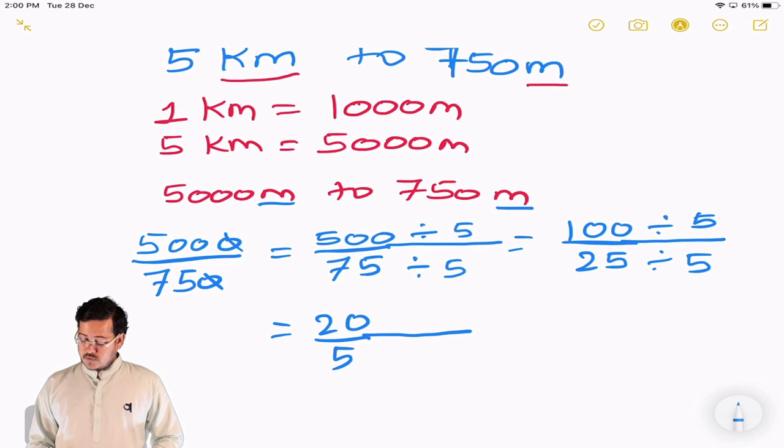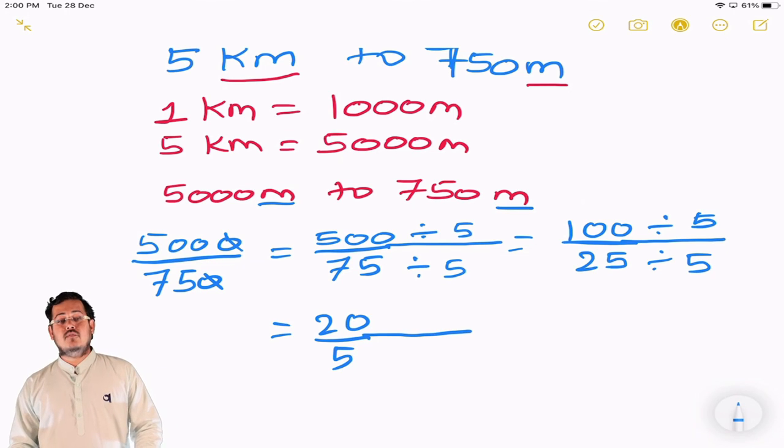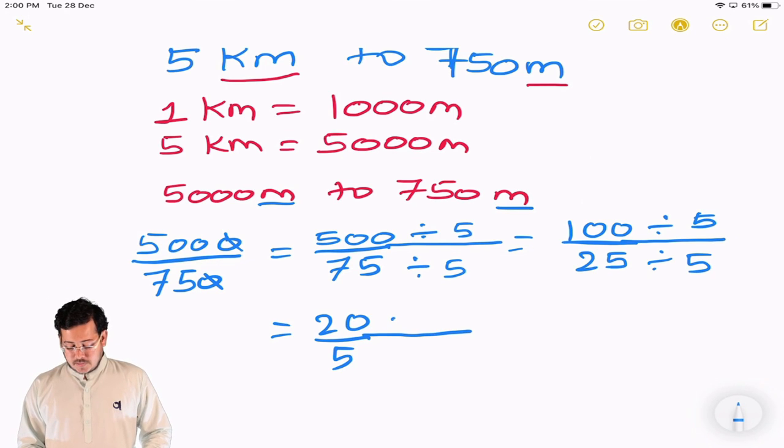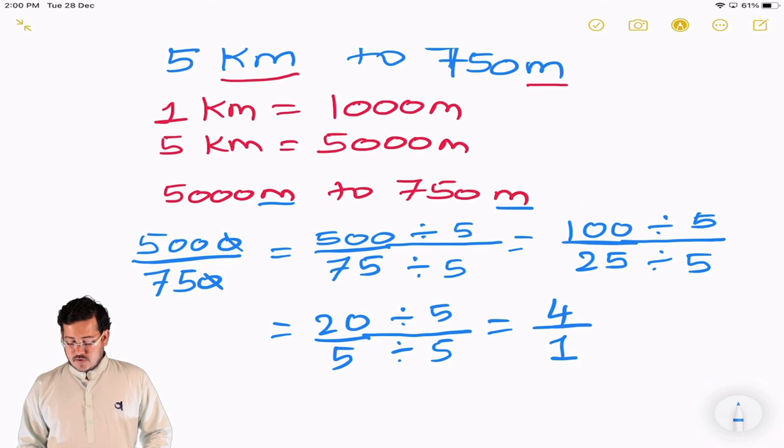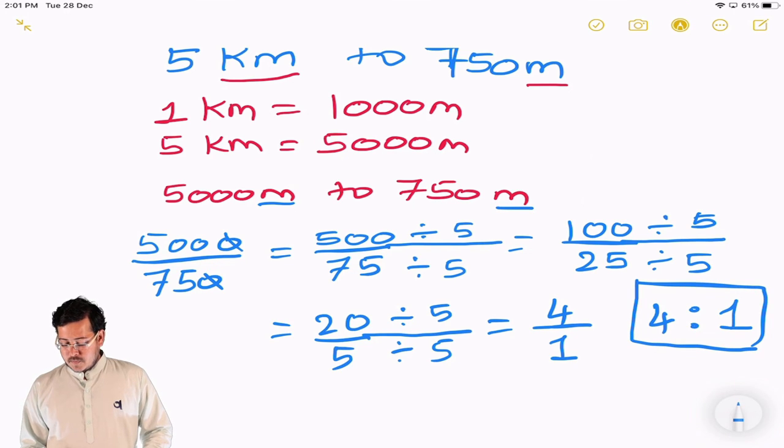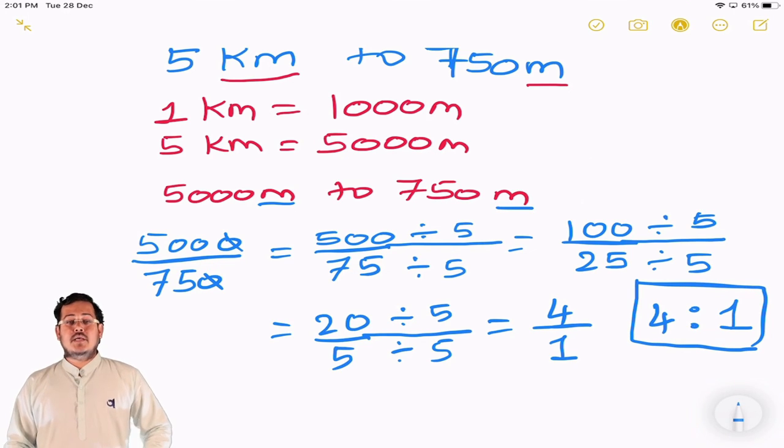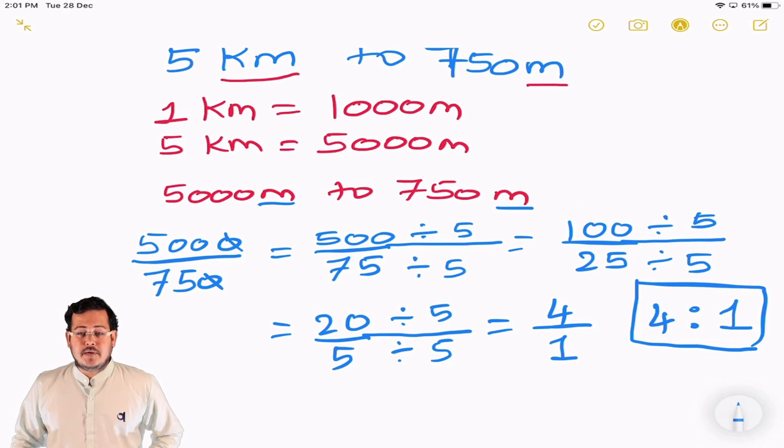As you can see, the answer is 20 upon 5. It is further divisible by the same number, that is 5. So 5 fours are 20 and 5 ones are 5. So my final answer is 4:1. So to express 5 kilometers to 750 meters, my answer is 4:1.